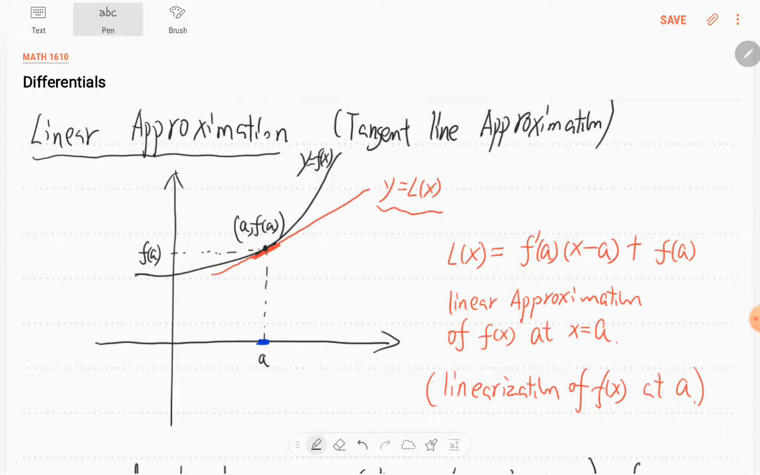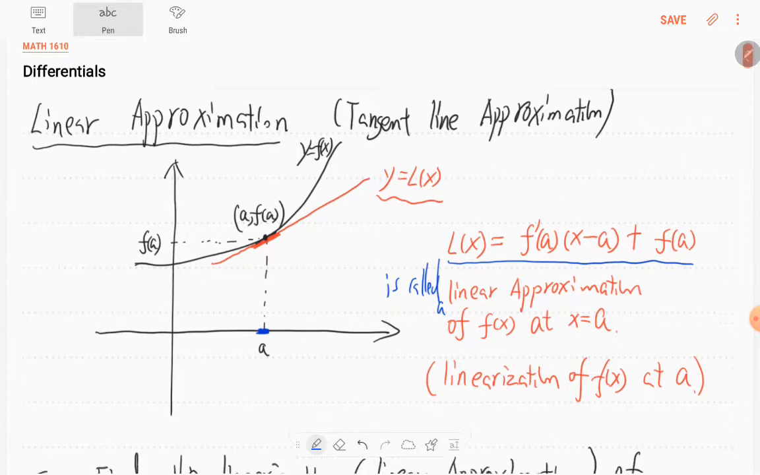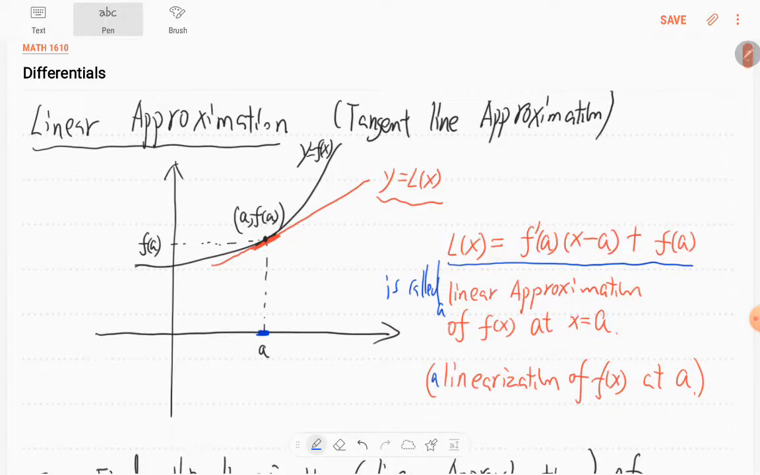So we can use the point slope form. L of x is equal to f prime of a times x minus a plus f of a. This is the point slope form. Then we give a name for this one. This is called the linear approximation of this function f of x at x equals a. Sometimes it is called the linearization of this function f at x equals a.